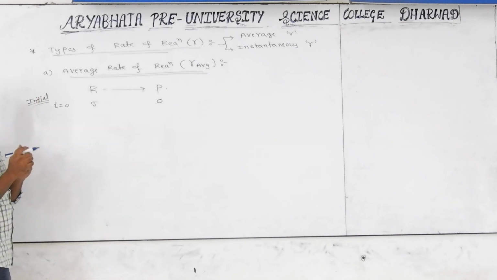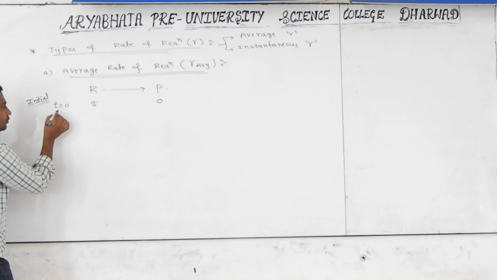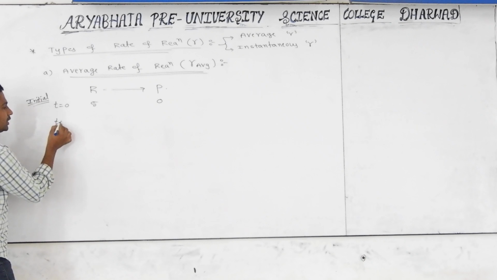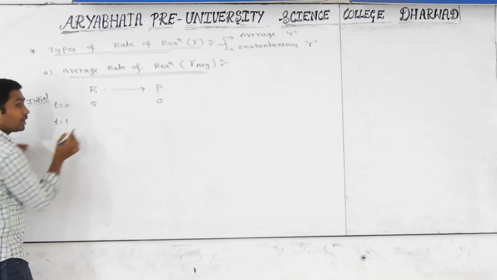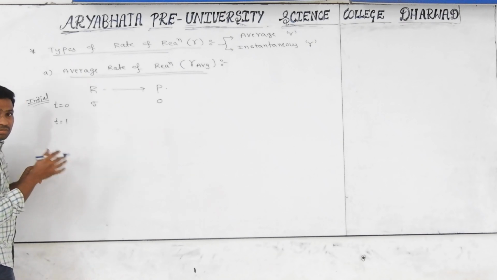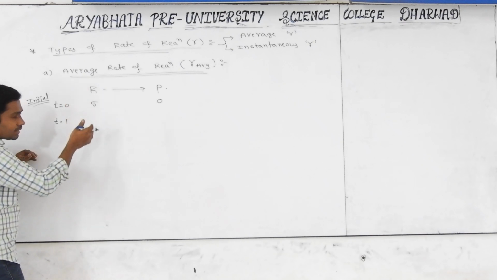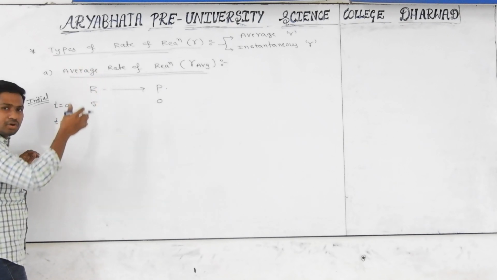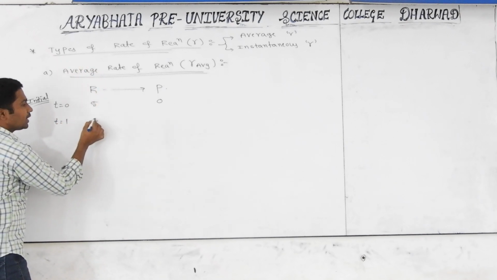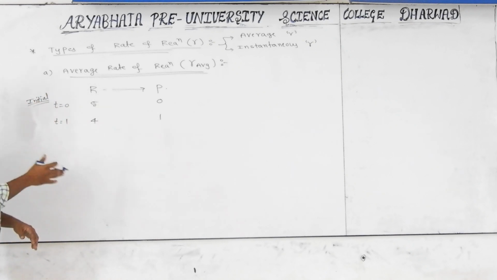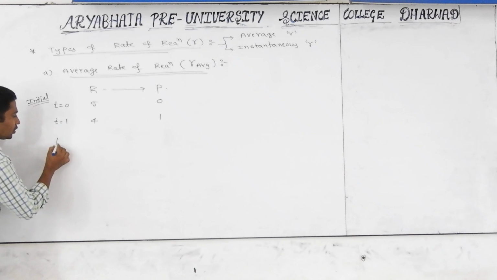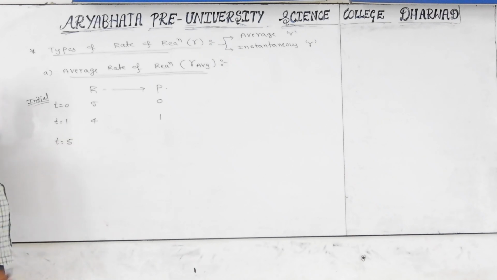Okay, the reaction started. After 1 minute, that is, at time t equal to 1 minute, what did I observe? What happened? The reaction started, so the concentration of reactant is decreasing and the products go on increasing. So it becomes 4 and here it becomes 1. Still going on. Then I observed at 5 minutes.